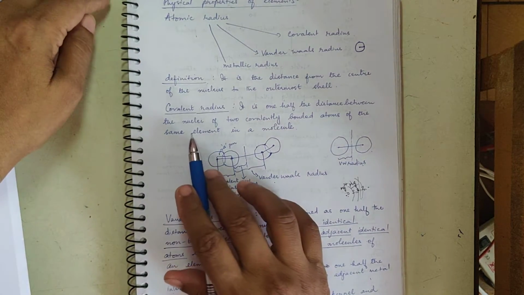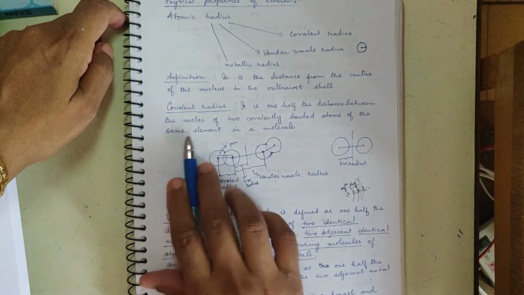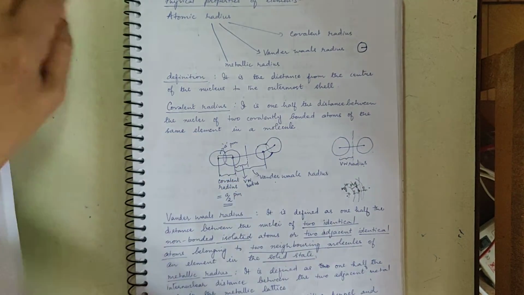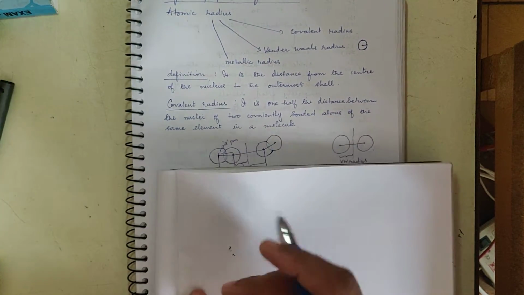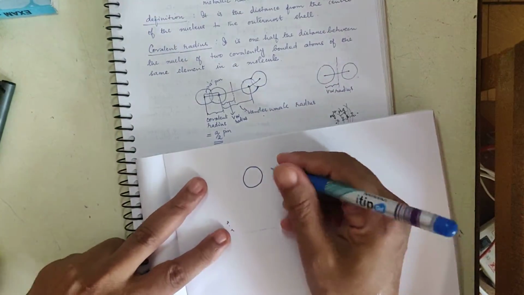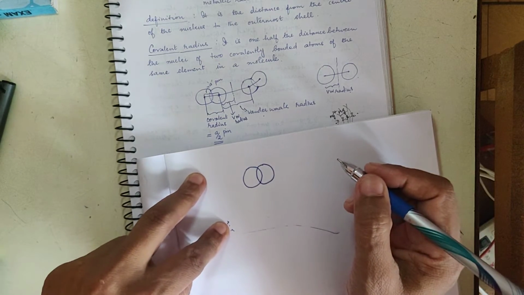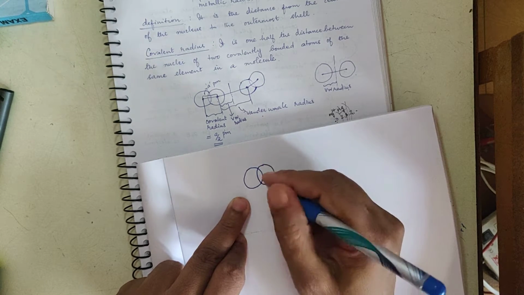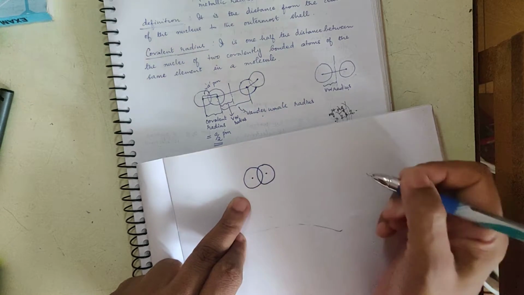Now, what is covalent radius? It is 1/2 the distance between the nuclei of two covalently bonded atoms of the same element in a molecule. Now what he says is, say this is an atom and this is the other atom. Now these two atoms are overlapping with each other. That is, the orbitals are overlapping, and say this is the nucleus of both the atoms.